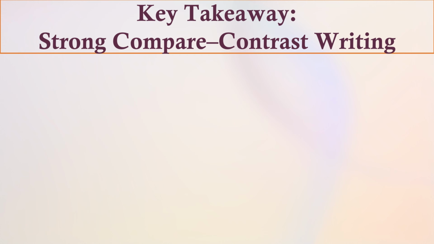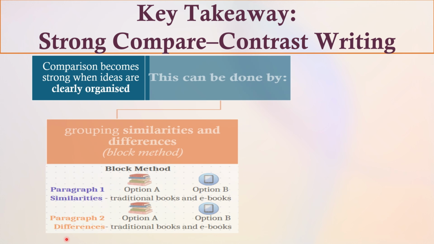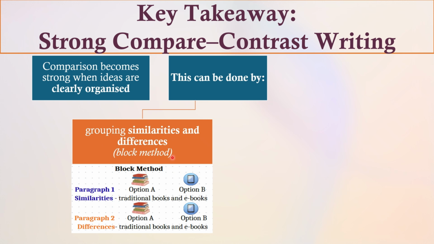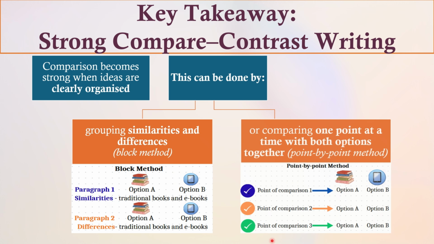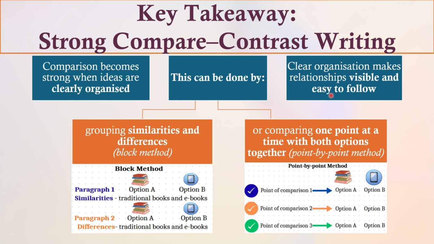To conclude, remember that strong compare-contrast writing depends on how ideas are organized. This can be done in two effective ways. First, by grouping similarities and differences. This is the block method. Second, by comparing one point at a time and discussing both options together. This is the point-by-point method. In both cases, clear organization makes compare and contrast relationships visible and easy to follow for the reader. That clarity supports task fulfillment and coherence, which are essential for higher band scores in IELTS.